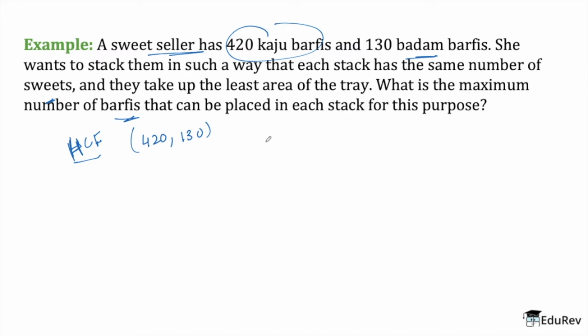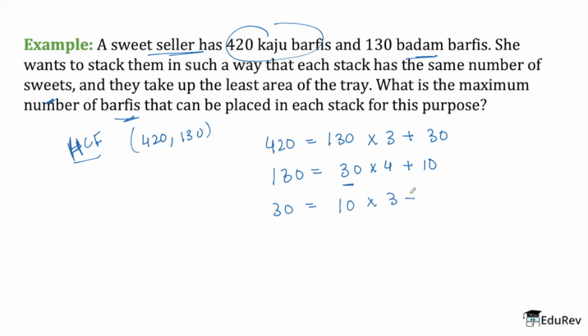For example, we know that 420 is nothing but 130 times 3 plus 30, correct? And 130 is what? It is nothing but 30 into 4 plus 10. So when I talk about 30, 30 is going to be what? 10 into 3 plus 0. So the HCF is going to be what? 10.